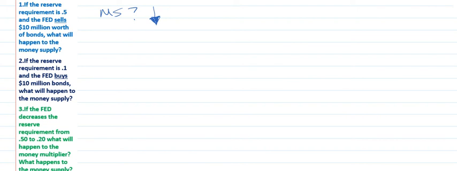By how much? Well, we know that 1 over our reserve requirement, so our money multiplier, in this case, is going to be 2. So it will decrease the money supply by 10 million times 2, so $20 million.